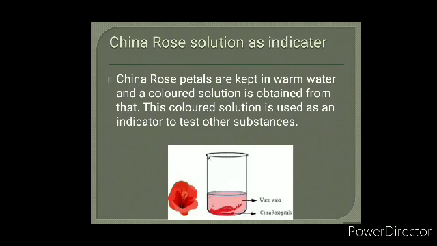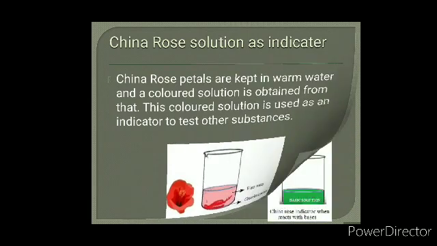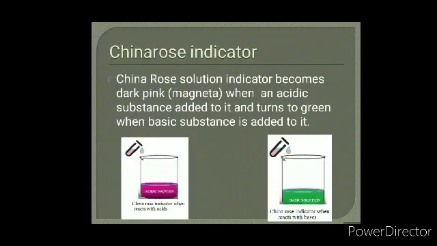We can use this pink color solution to test the substances, whether they are acidic or basic. You can see from the figure, after making the solution, it turns light pink color. So how to test? Whenever this pink color Chinarose solution is added to any acidic solution, the acidic solution will change its color to dark pink or magenta. Whenever it is added to a basic solution, it will turn green color.